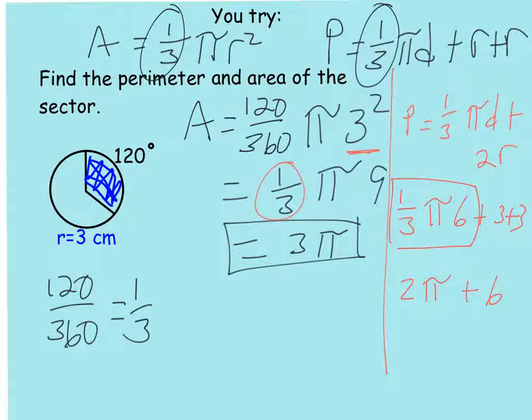And again, throughout these I forgot labels. I apologize. This should be 6 centimeters. In this one it should be 3 pi centimeters squared. Again, area is always squared. Perimeter is always just a straight line measurement.